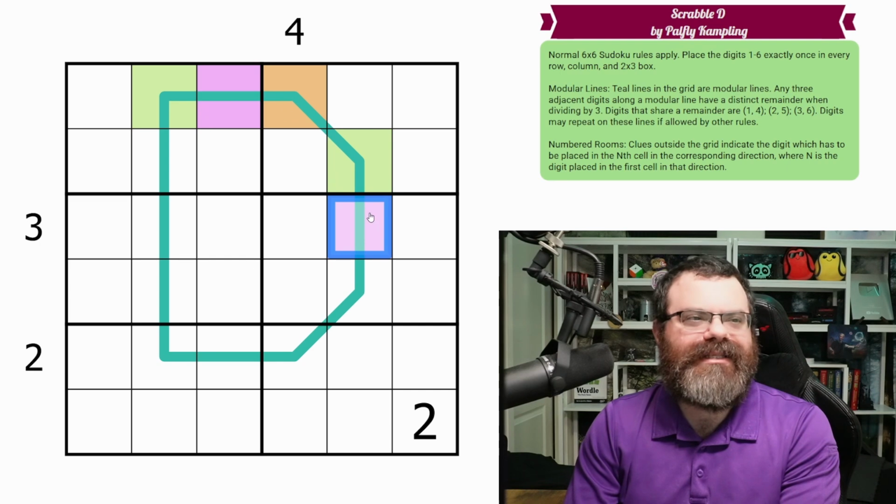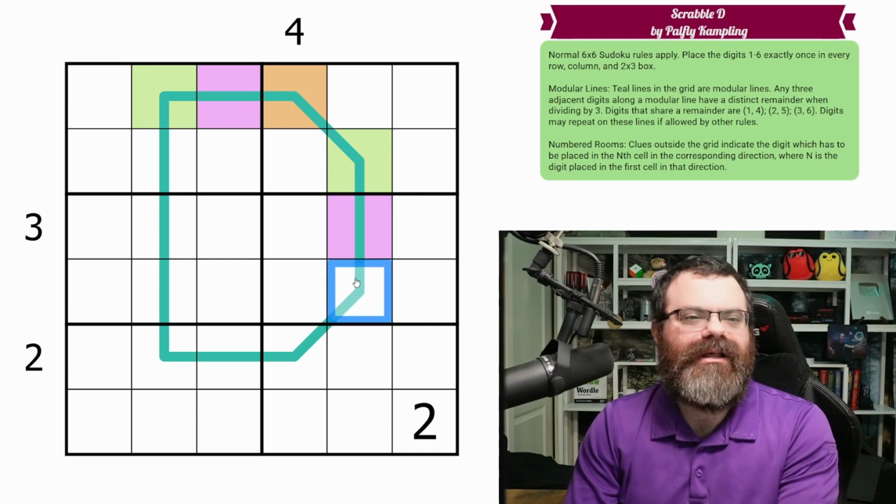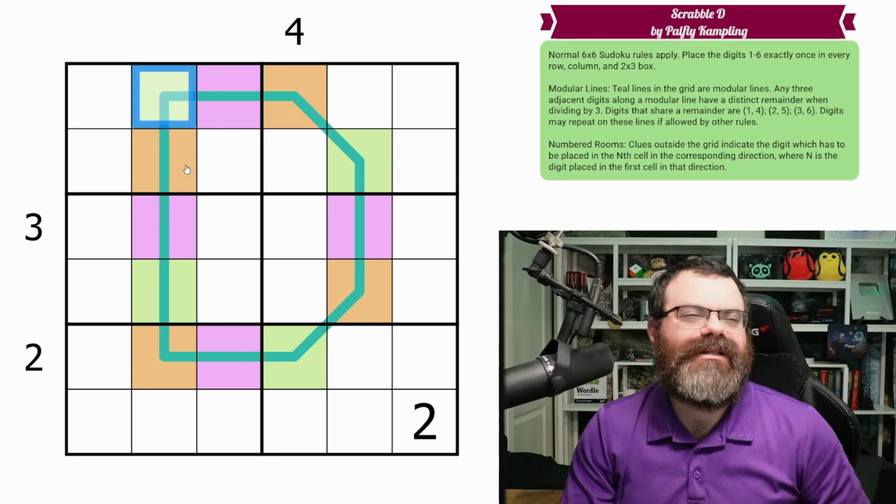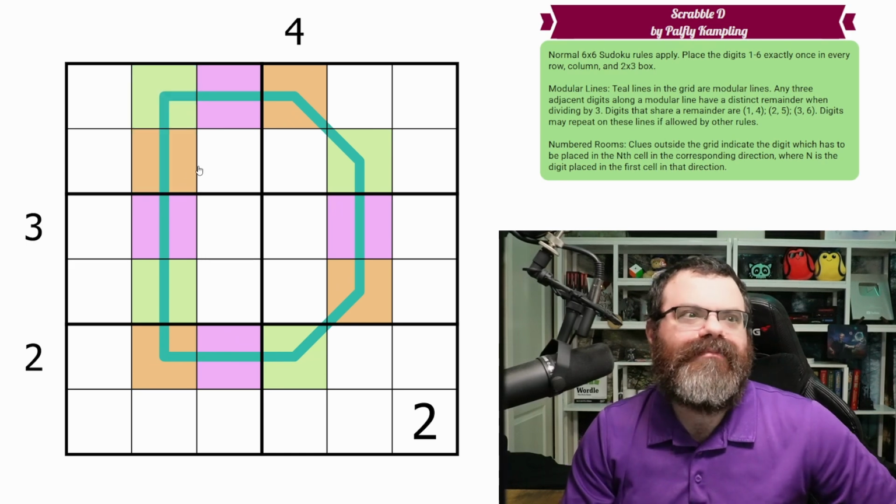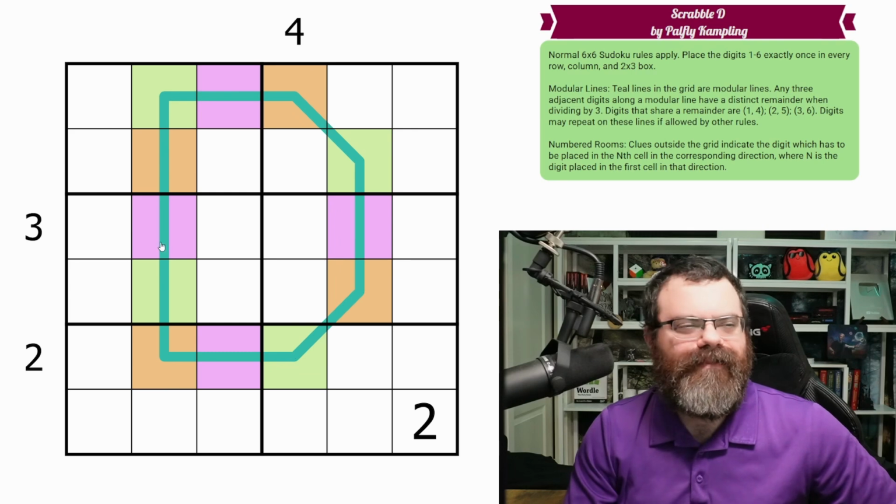So what you end up doing is cycling. You're going to go green, purple, orange, green, purple, orange, green, purple, orange, and then we continue with a green, which means that modular lines, if they loop, have to be divisible by 3 in length.